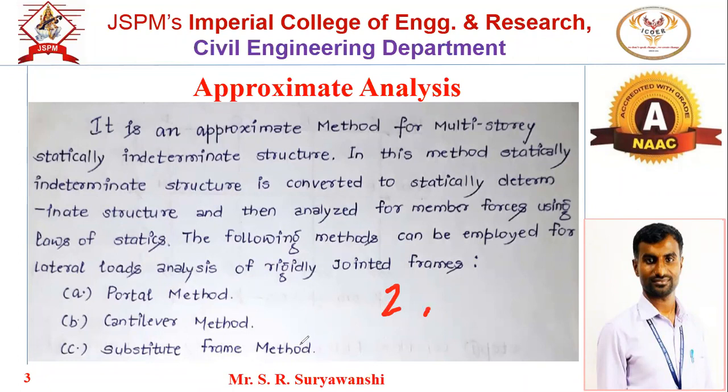Maximum unknown reactions for statically determinate structure. Example I will give: cantilever beam, simply supported beam, overhanging beam. So maximum unknown reactions are how much? It will be 3. Actually 2, practically we are getting 2, but there is a horizontal reaction also. If there is a horizontal load, then horizontal reaction also be there. So maximum unknowns will be 3.